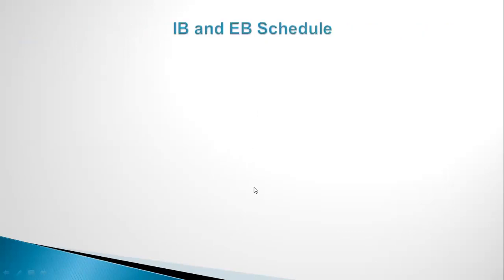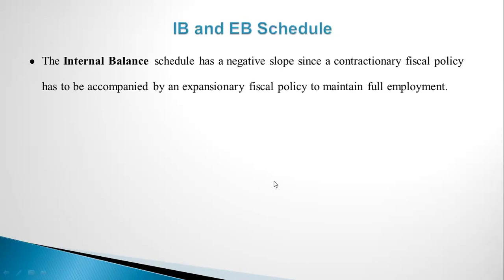Now we can discuss the IB and EB schedule. In this previous figure, we can see that the IB schedule has a negative slope because if we start at full employment, a contractionary monetary policy has to be accompanied by an expansionary fiscal policy to maintain full employment.